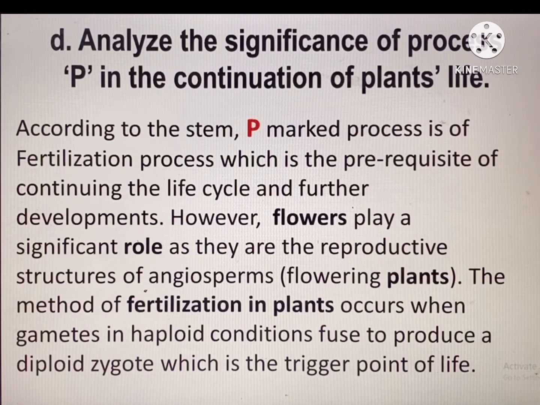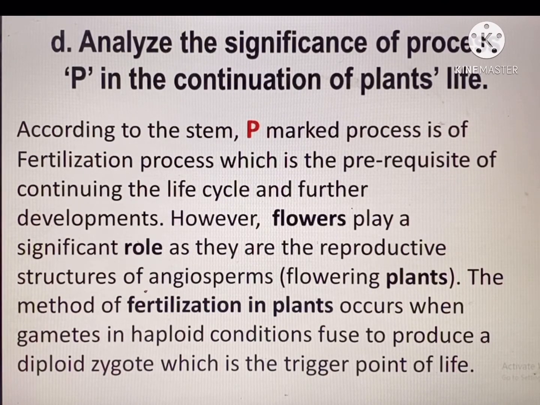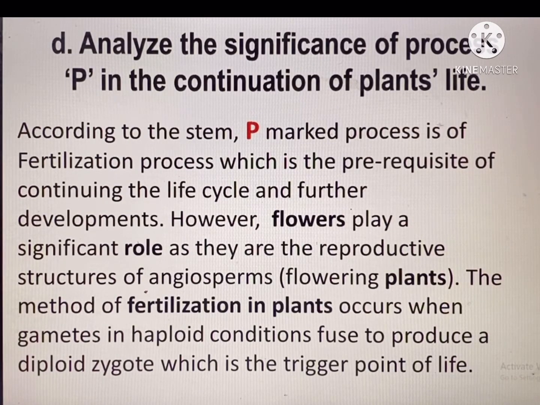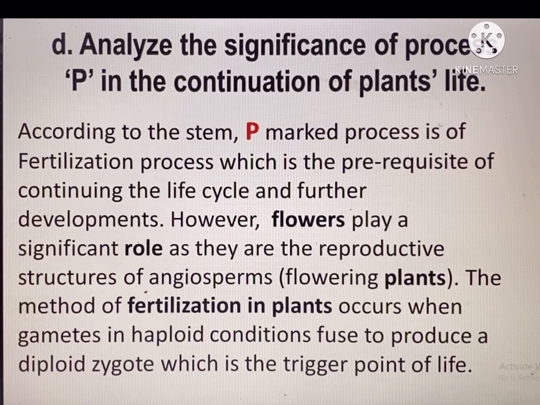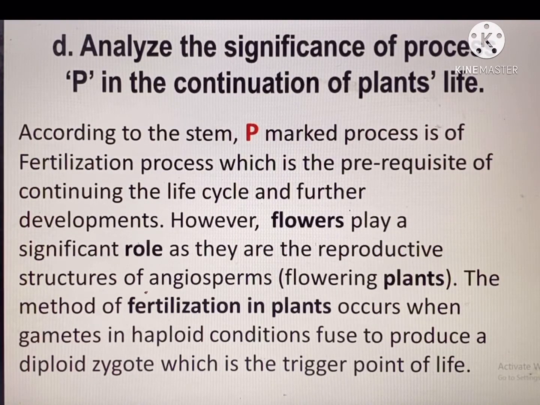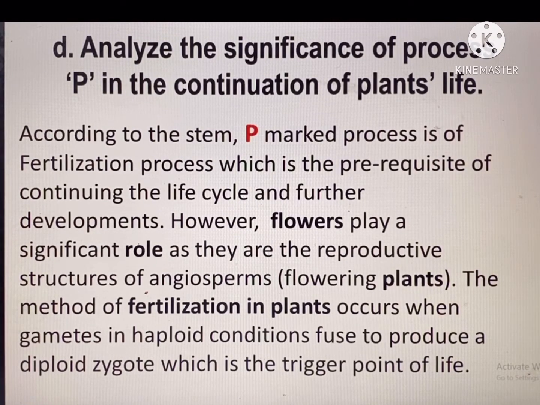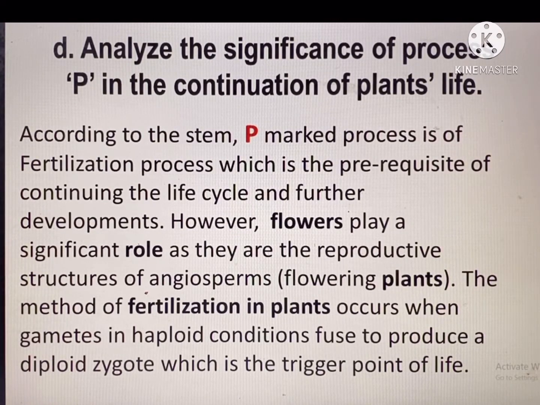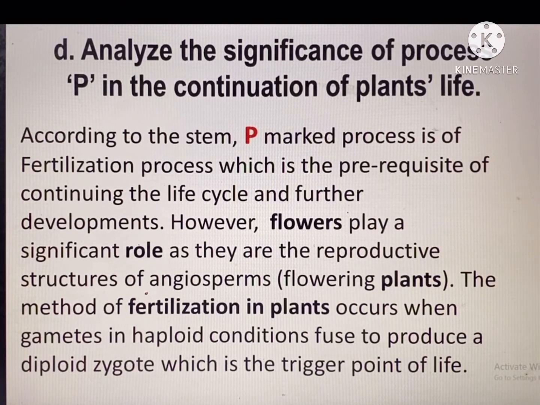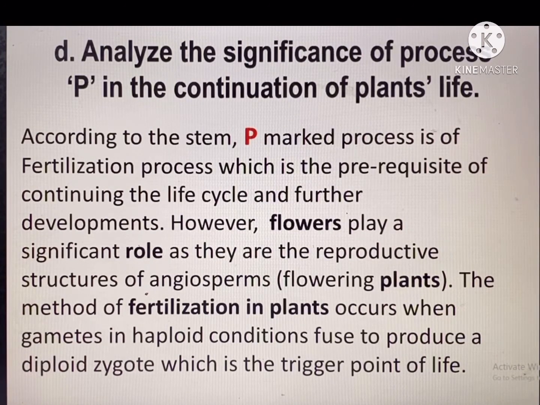Analyze the significance of the process P in the continuation of a plant's life. As I have indicated before, in the case of this standard question or skill based question, you need to answer in different ways, not just start answering the process or drawing the diagram or something else. It's a bit complex. So let's get started with the principal format that I suggest my students follow.